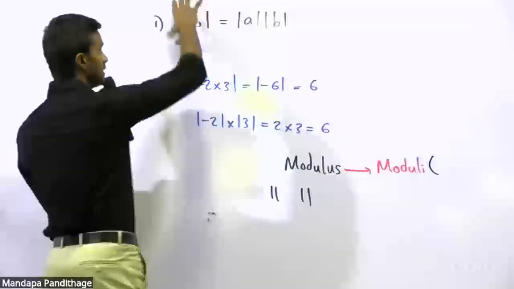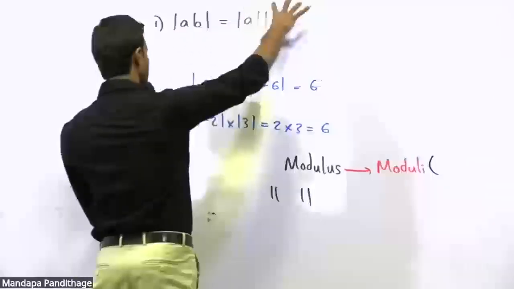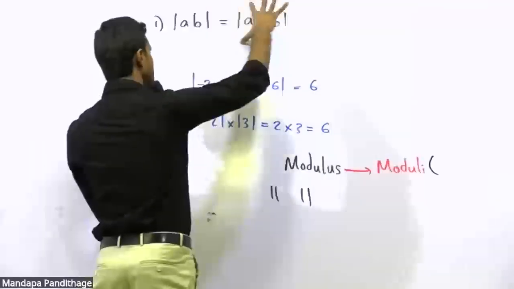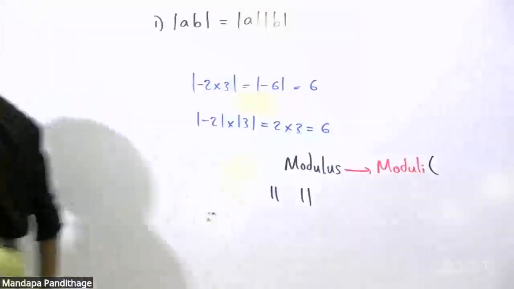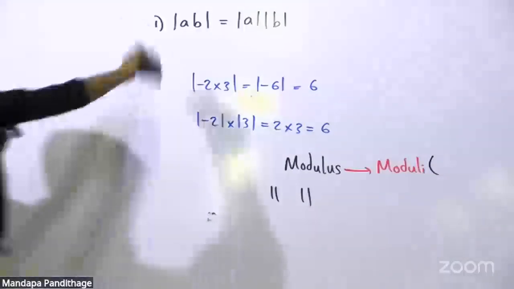And then under that one, in the middle of the book, write this using a black pen. Modulus AB is equal to modulus A into modulus B. Okay, just write this, that's all.